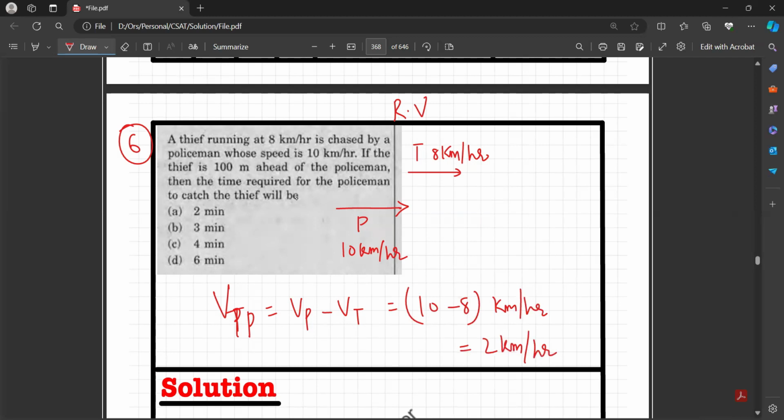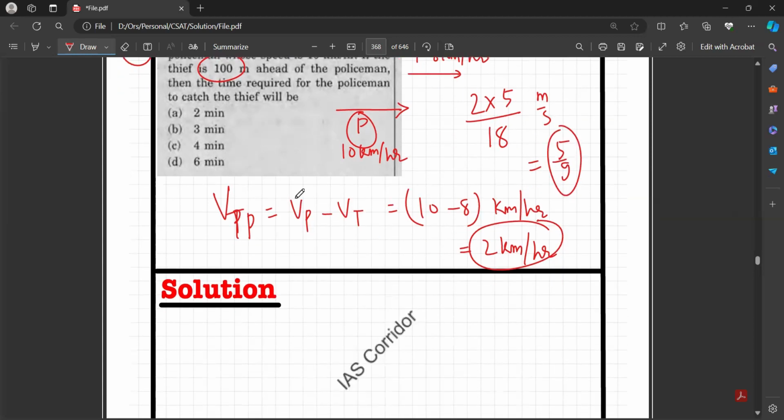अगर 2 kilometer per hour is the relative speed, that means this police is at a higher gain of 2 kilometer per hour. If the thief is 100 meter ahead of the policeman, how much time will it take to catch the thief? 2 किलोमीटर पर आवर है, अगर हम इसको कन्वर्ट कर देंगे विथ रिस्पेक्ट टू मीटर पर सेकेंड, this is 5 by 9 meter per second. So 100 meter, 5 by 9 meter per second.